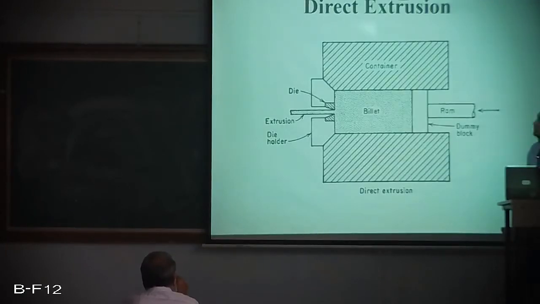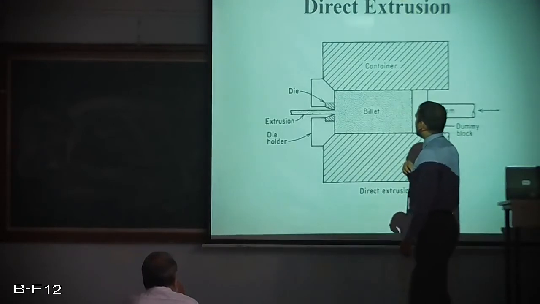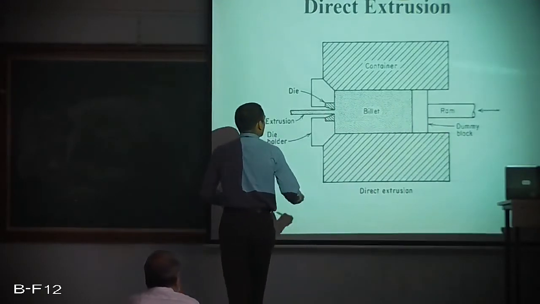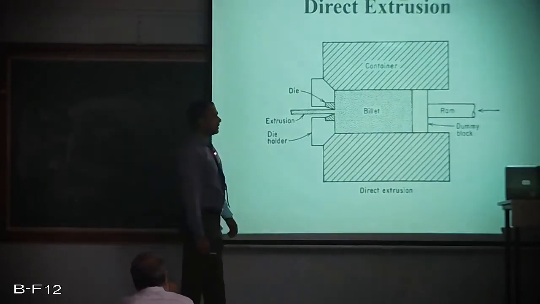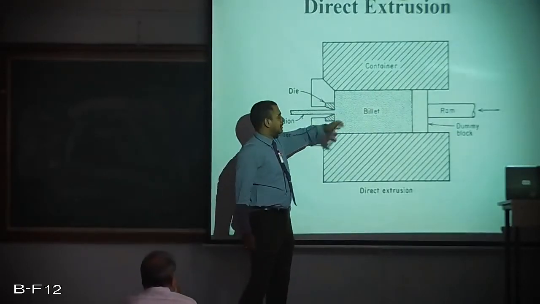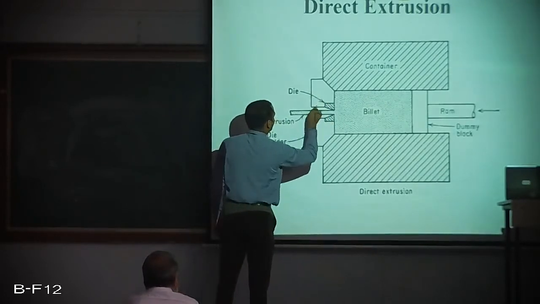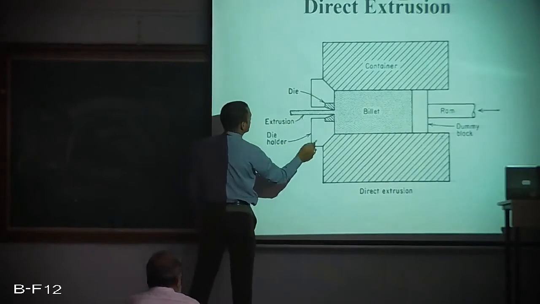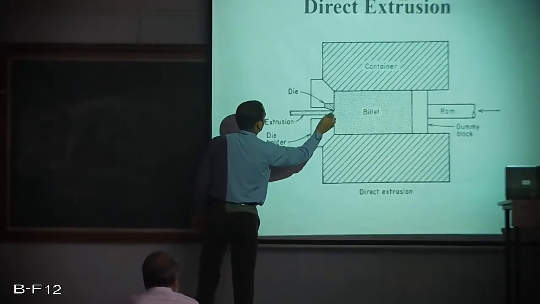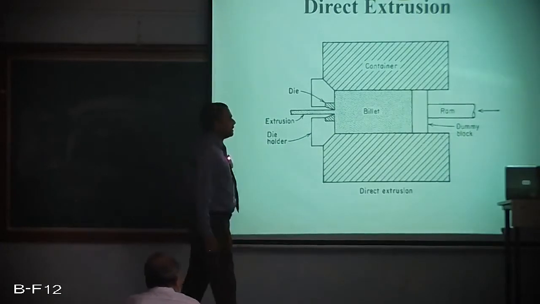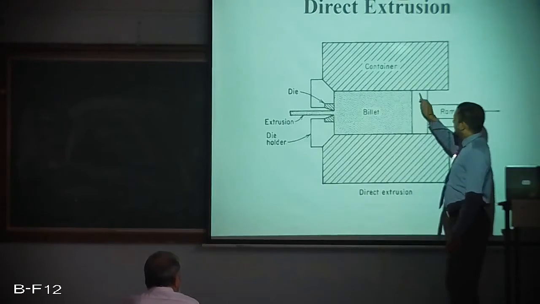The first and the simplest of all extrusion processes is direct extrusion. You can see over here, this is the container holding the billet. And over here we have the die, and this is the die holder. The billet is extruded from this die opening. And at the other end we have the ram and we have a dummy block.